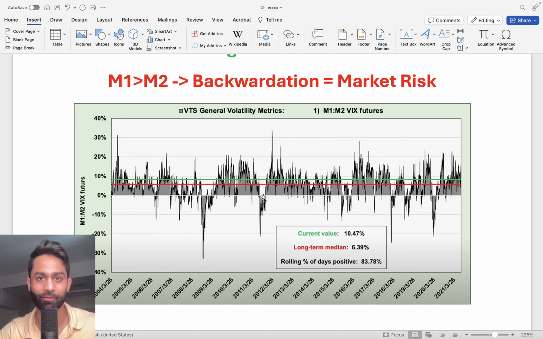We know that for the S&P 500, for the most part, we've got a 72% probability that it actually goes up, right? It is moving in a nice, stable, healthy environment where it's making higher highs and higher lows. As a result, volatility futures are also in contango, meaning that they are in a very stable environment. The next month's futures are priced higher than the current month's futures, so on and so forth. So the rolling percentage of days positive is 83.78%. This is showing us the difference between M1 and M2 VIX futures.